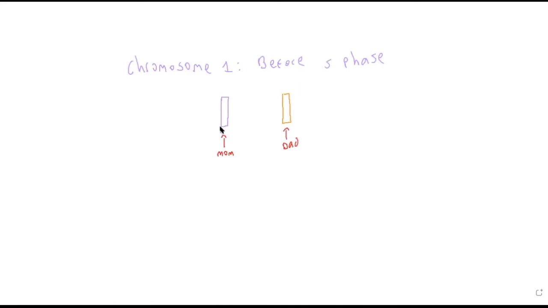So before the S phase, you have these two chromosomes that look just like how they did in the karyotype. But after the S phase, something is going to happen here. So this is chromosome 1 after the S phase. Recall that the S phase is when DNA is going to be copied, right? And what it's going to look like during mitosis is that the chromosomes are also going to be copied.